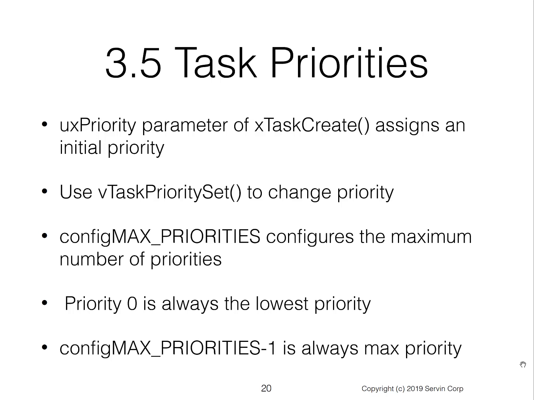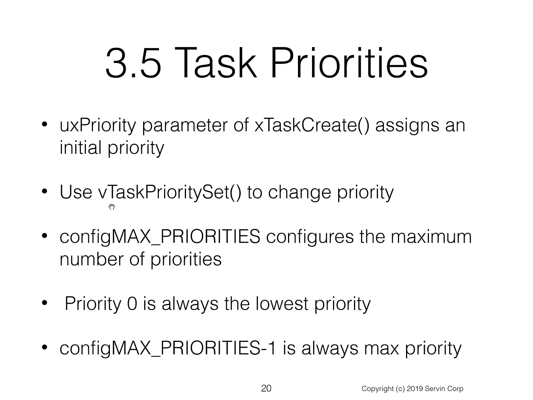All right, our next topic is 3.5, task priorities. Certainly an important part related to FreeRTOS. As you know, when you call the task create, there's a priority that you pass in as the parameter, and that's used for the initial priority. And in many cases, that may be all you do. You set the initial priority and you never change it.